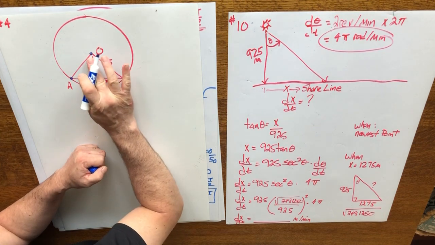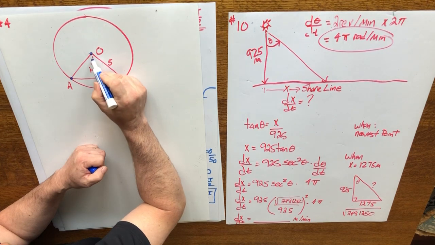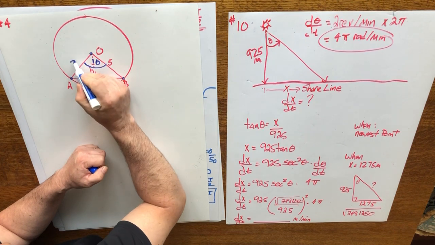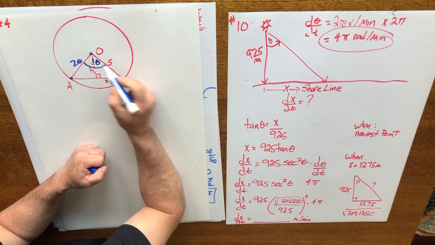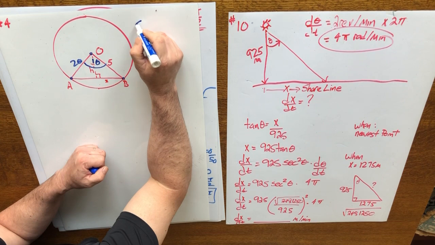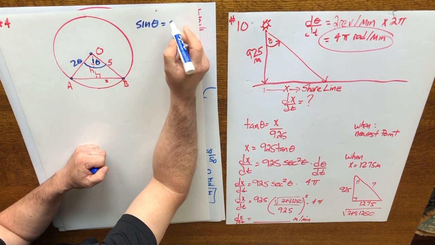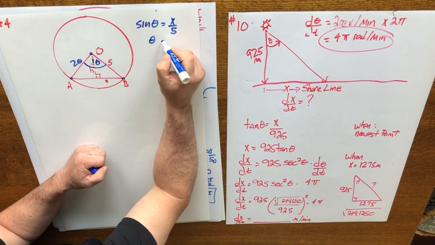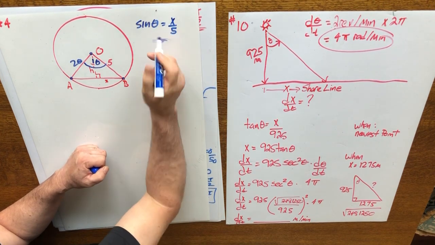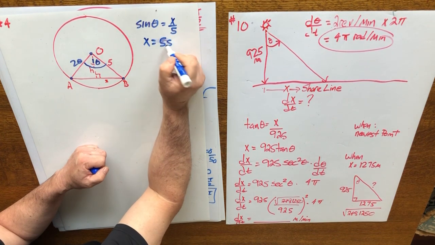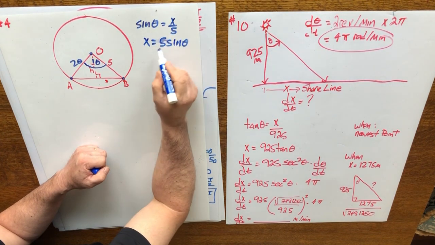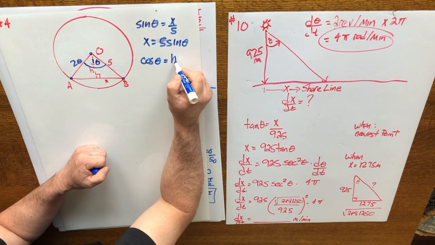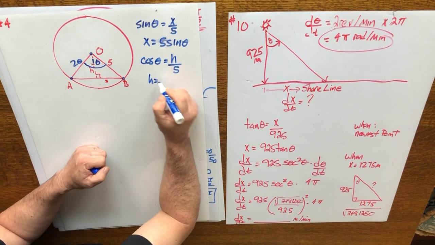So in order to look at this a little bit easier, I think what we'll do is we'll make this angle in here theta. That implies this angle right here 2 theta. But let's call this one theta right now. And we can say the sine of theta equals x over 5. So x equals 5 sine theta. And likewise, we can say that cos of theta is equal to h over 5. So h equals 5 cos theta.